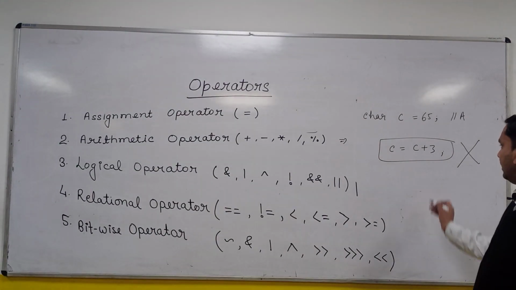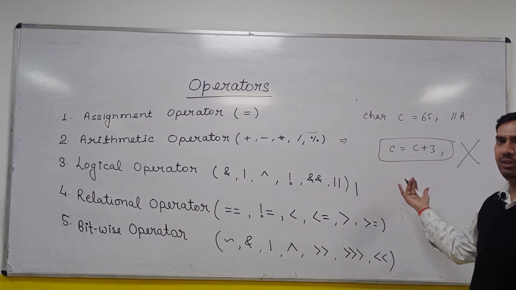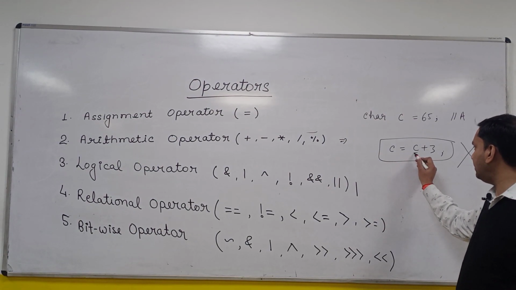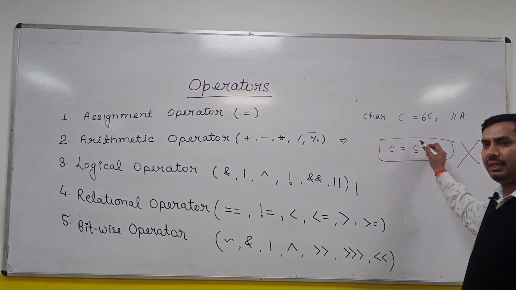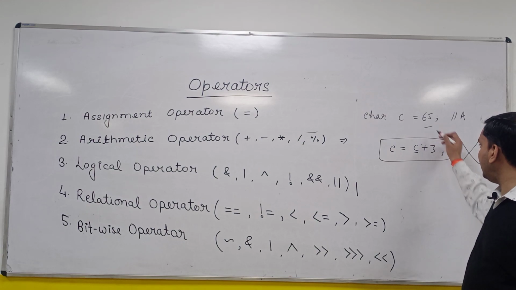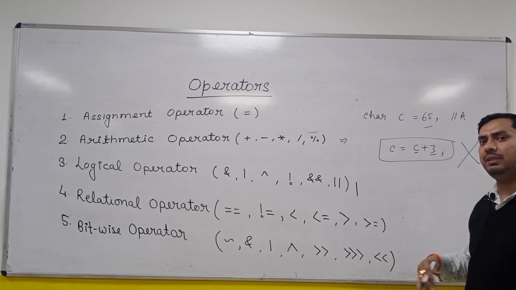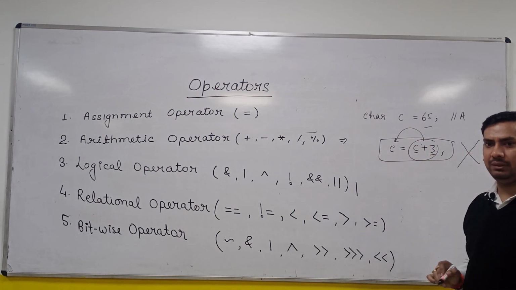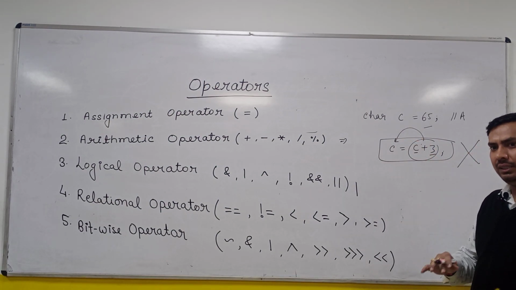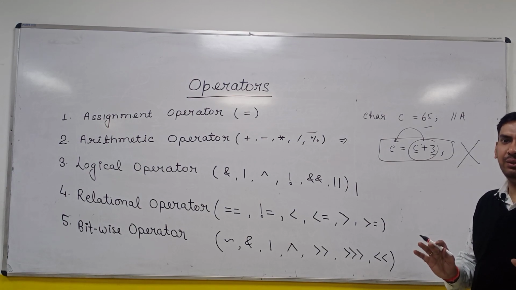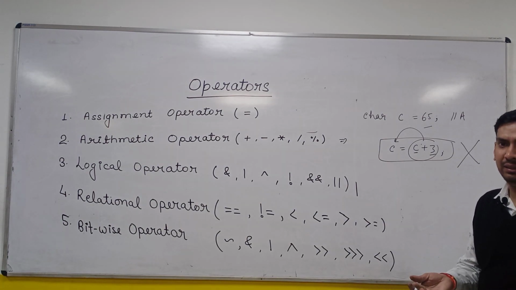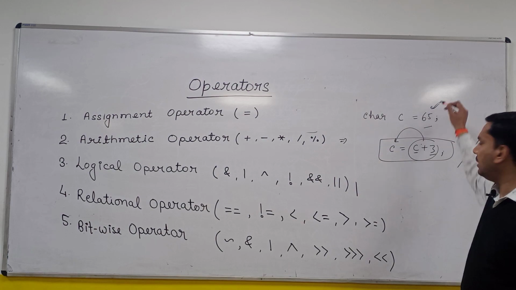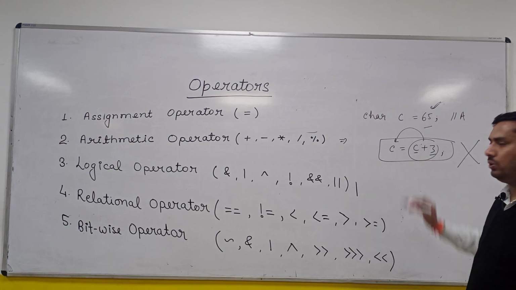Why is this a compilation error? Because this is an external operation. First of all, the value of c will be taken out from the char variable c, which is 65. Then you add 3, it becomes 68. Now you are trying to assign this into the c variable. So char will say, sorry, I cannot allow you to assign the int value again. You can only assign during the declaration. So this is going to give you an error.